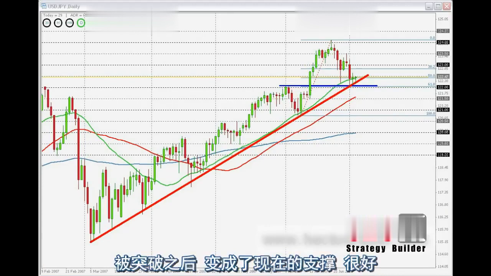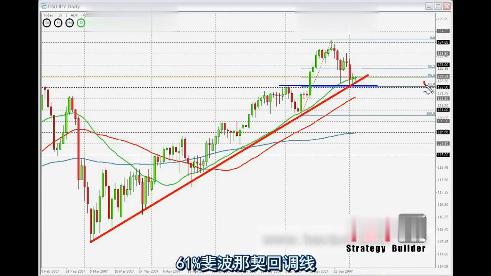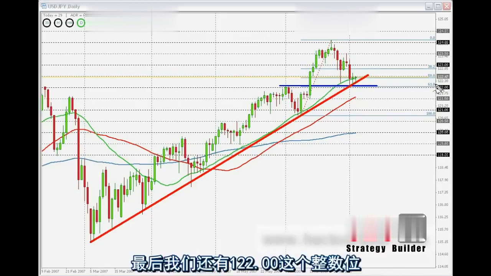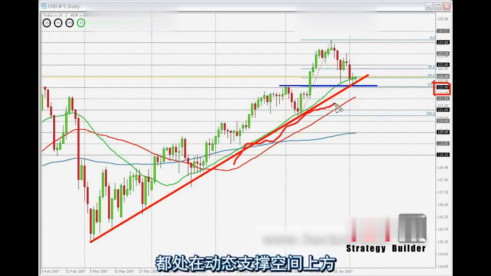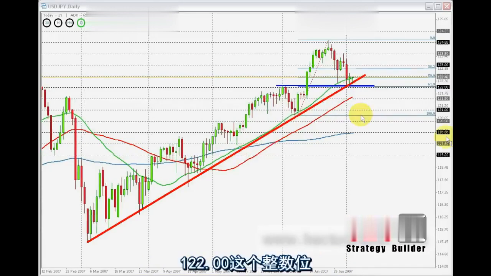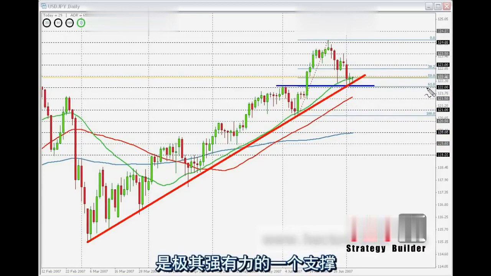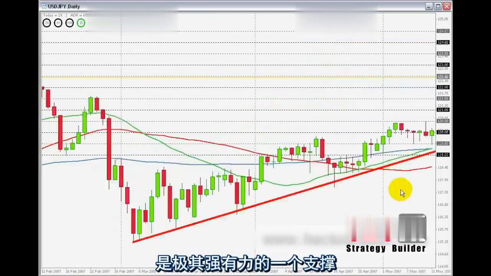Good. We have the 61% Fibonacci level. That's another element of support in our favor. And finally, we have the 122.00 round number. All of those elements, like I said, come together in the area of dynamic support. So that 122.00 level is indeed a very strong element of support.